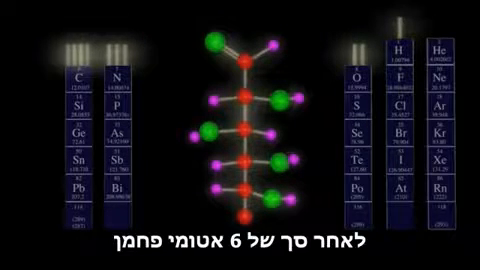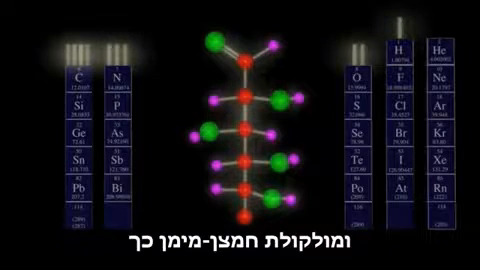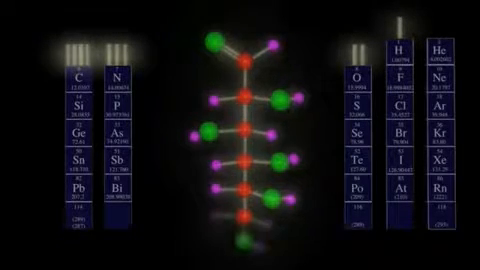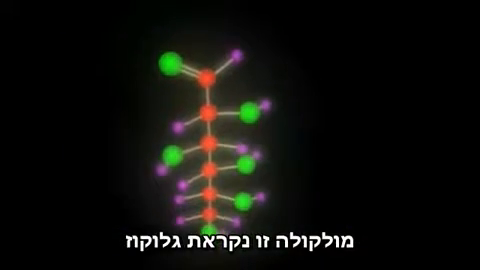After a total of 6 carbon atoms, let's end it by adding 2 hydrogen atoms and an OH molecule like this. This molecule is a molecule of glucose, simple sugar.